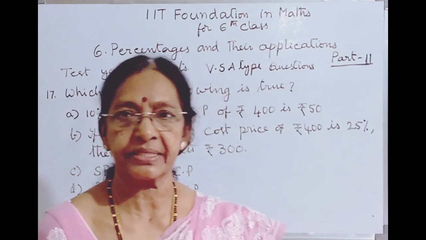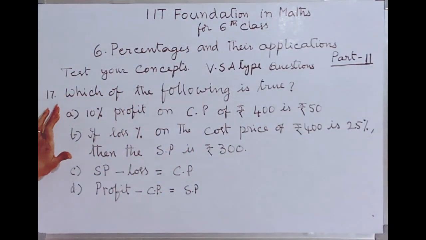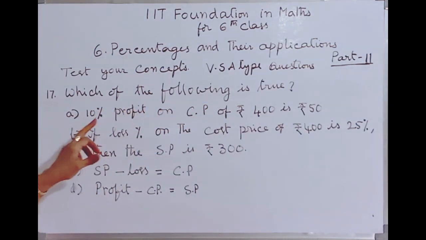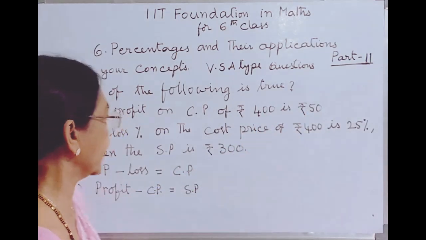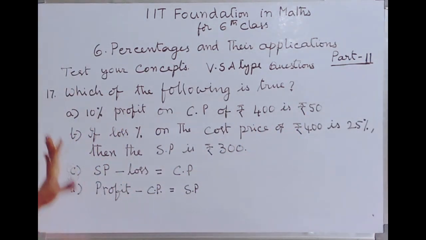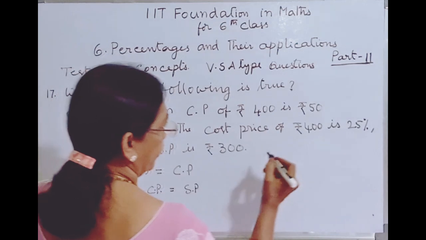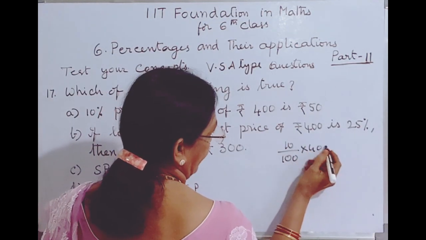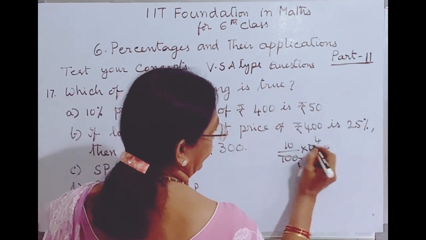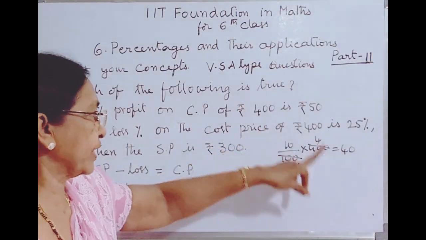Chapter 6, percentages and their applications, part 11. 17th problem. Which of the following is true? 10% profit on cost price of rupees 400 is 50. Like that, four options, four statements were given. Here, 10% profit on cost price of 400 is 50. We will calculate 10% profit on 400. 100 ones 100, 4 tens 40. So 10% profit on 400 is 40.